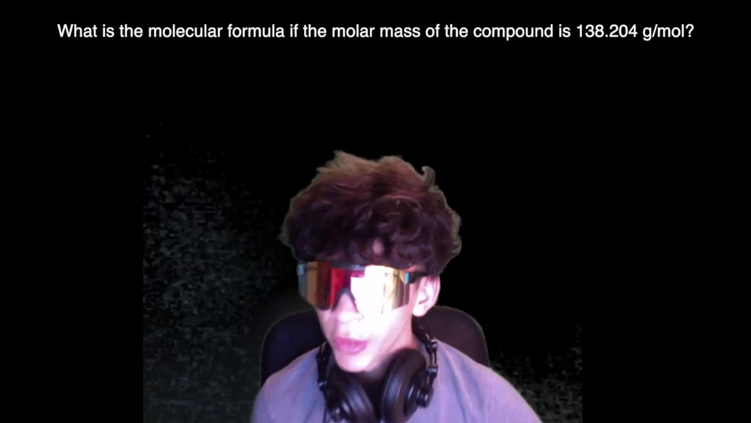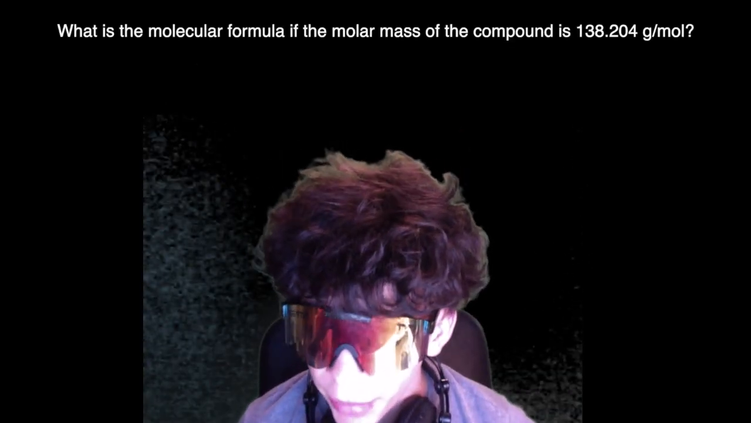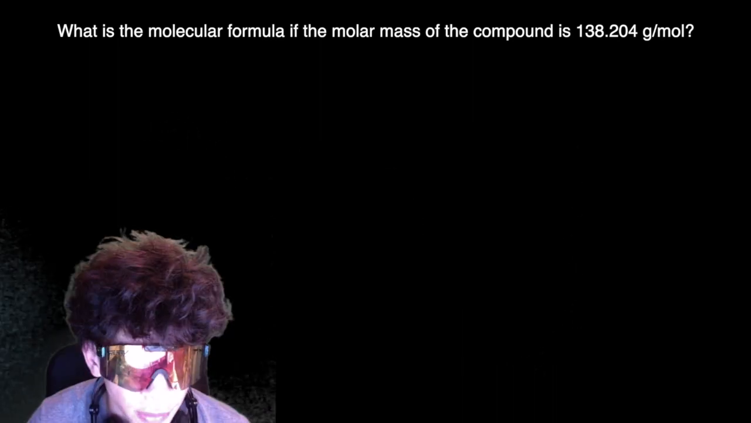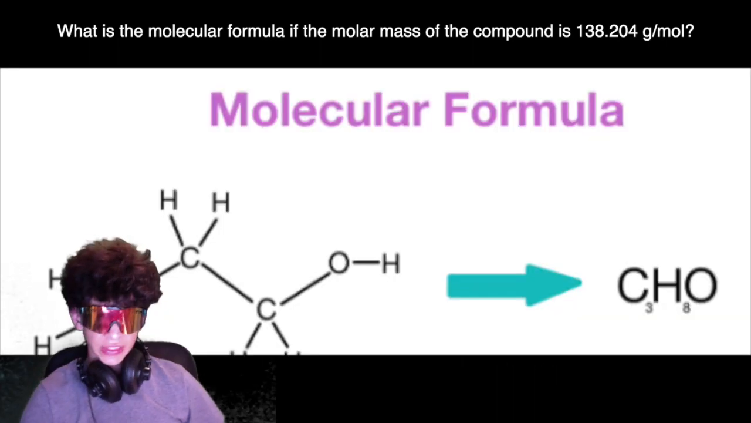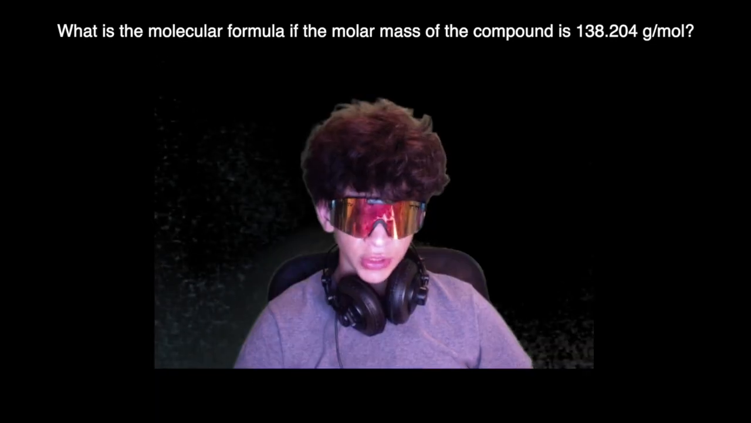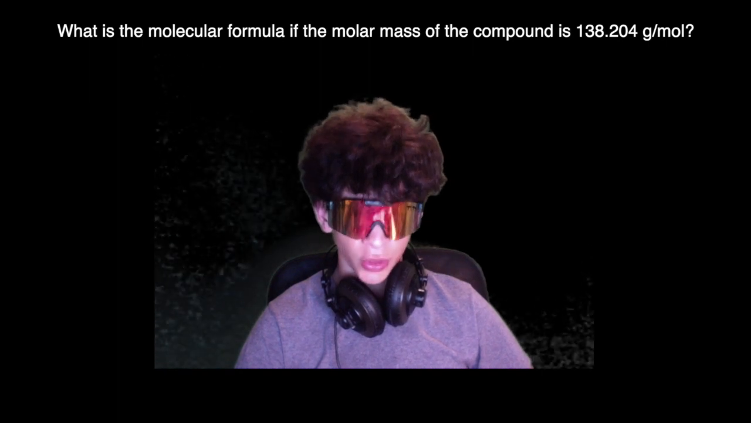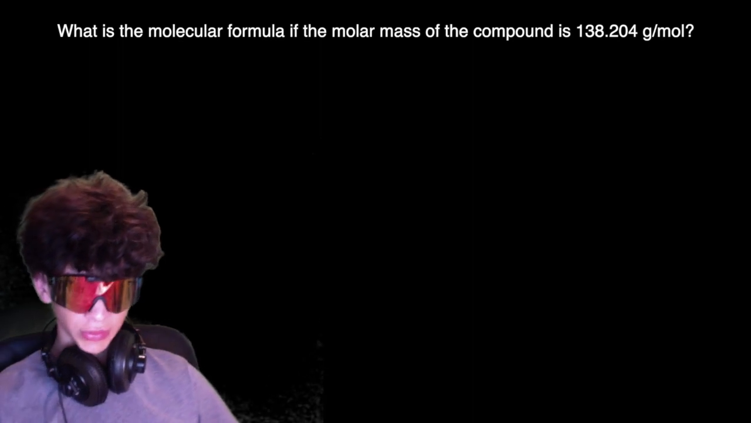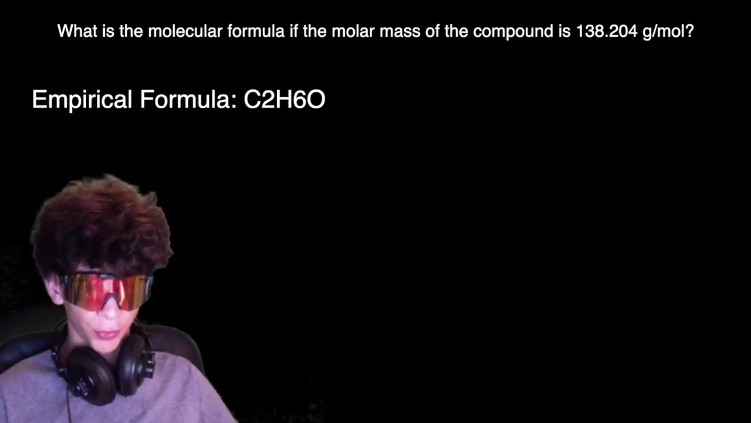Now, the second part of this problem asks us to solve for the molecular formula if the molar mass of the compound is 138.204 grams over moles. Solving for the molecular formula essentially means solving the quantity for each element in correlation to a given weight, which in this case, as I said, is 138.204 grams over moles. In order to do this, find the atomic weight of the empirical formula.